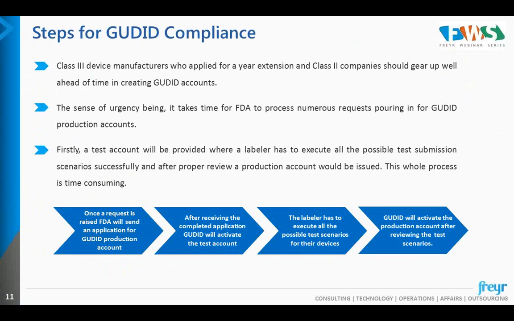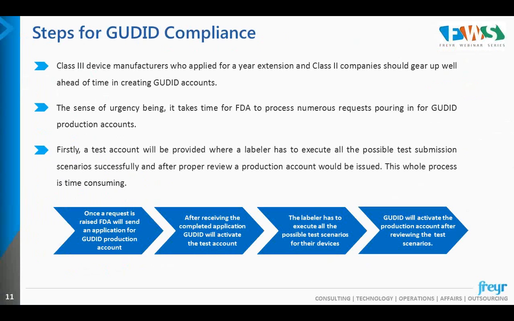Now let's briefly talk about the steps for the GUDID compliance. This year, many of the class 3 device manufacturers applied for the extension and they will need to comply by September 2015. Now all the implantable, life support and life sustaining device manufacturers also need to comply by September 2015. This implies that there would be a lot of inquiries and GUDID account opening requests for FDA.